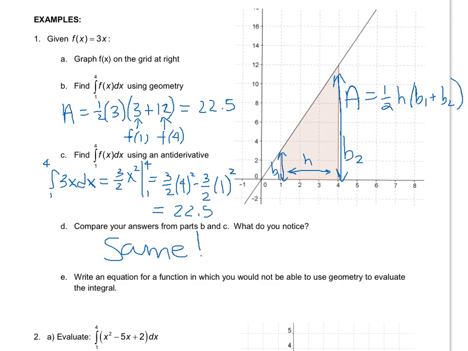Okay, now for part E, write an equation for a function in which you would not be able to use geometry to evaluate the integral. I'm going to check this tomorrow in class, so have an answer for me on part E.